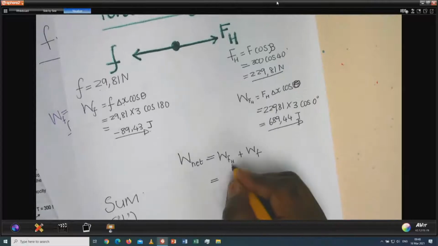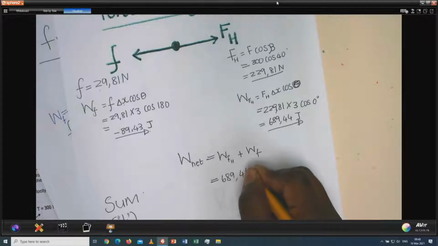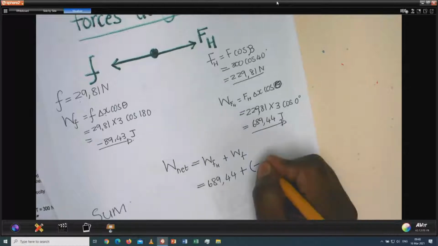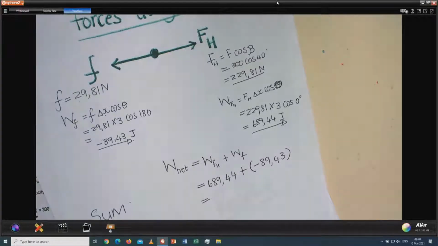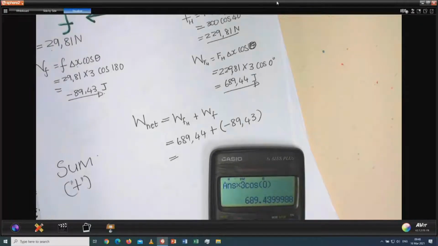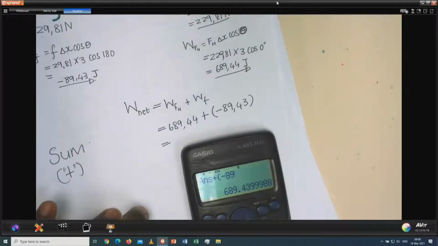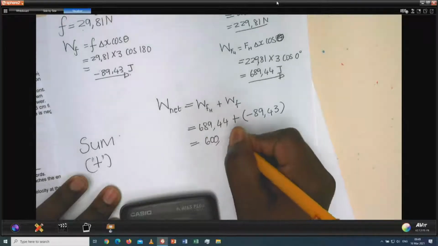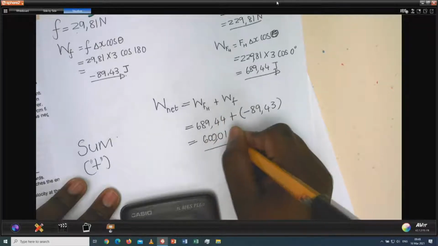Then we say, how much is the work done? It is 689.44 plus the magnitude. So this is the magnitude, 89.43. And then you take your calculator. Eight nine, 43. So the net work done is 600.01 joules.